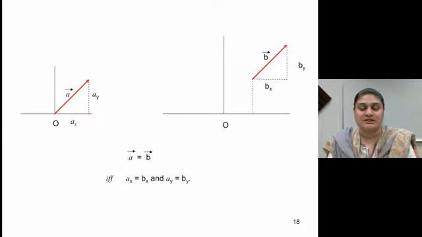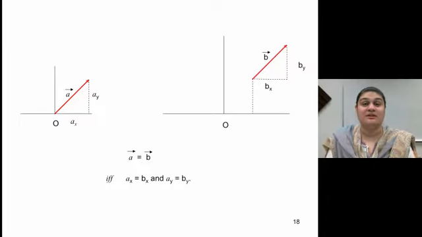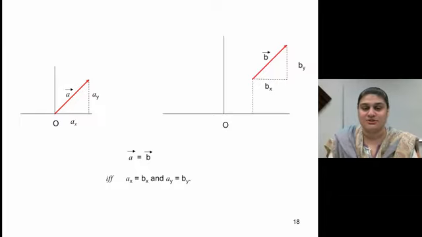So now let's look at this example. There is a vector A that has AX and AY, and then there is another vector B that has BX and BY. Now, are these both equivalent vectors? What do we know about equivalent vectors? Basically, we know that AX and BX will be equal to each other if and only if their components are equal.